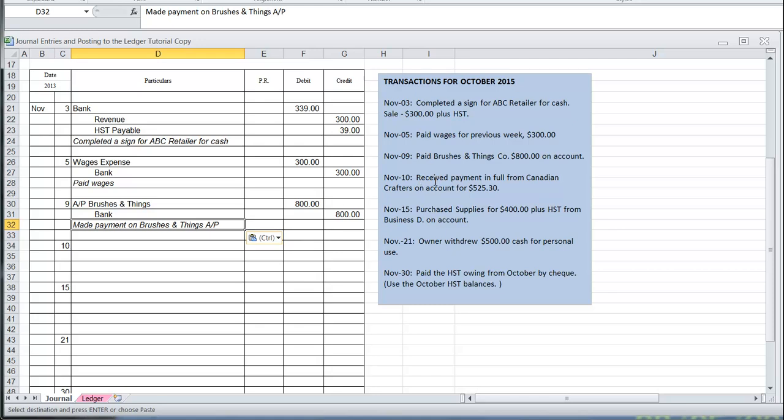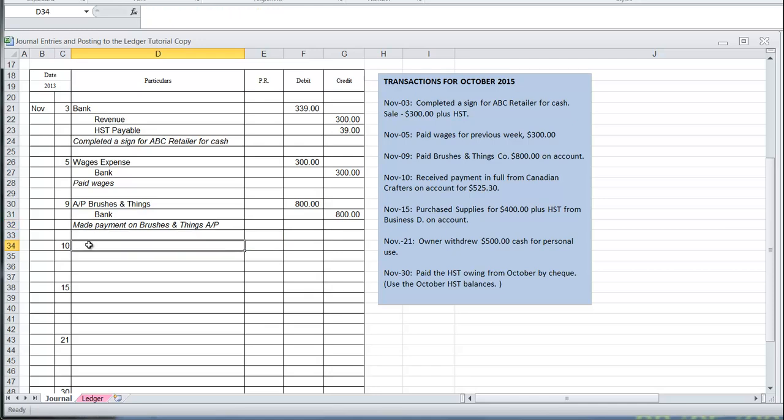On the 10th, received payment in full from Canadian Crafters on account for $525.30. So this is a case where we previously made a sale to Canadian Crafters for $525. And now at this point in time, that was on account, so they're actually going to pay off the account payable that they owed us. So they would call it an account payable. This company would call it an account receivable, because it's a previous sale we made to them, and now they're actually going to pay it.